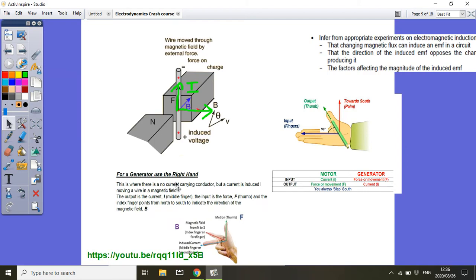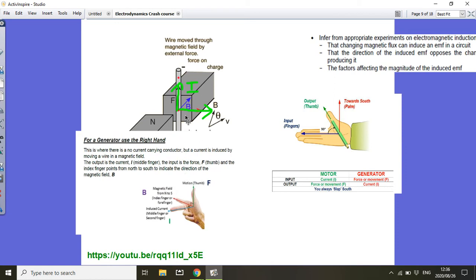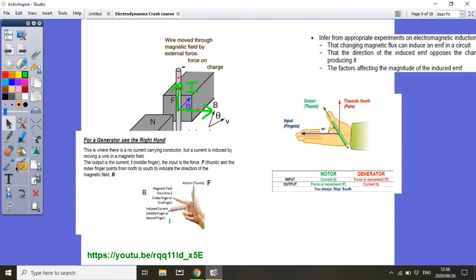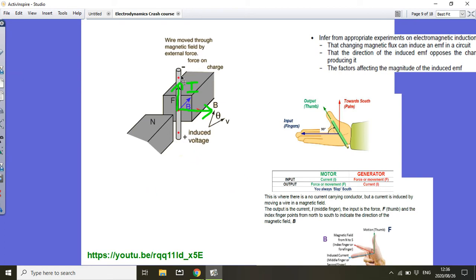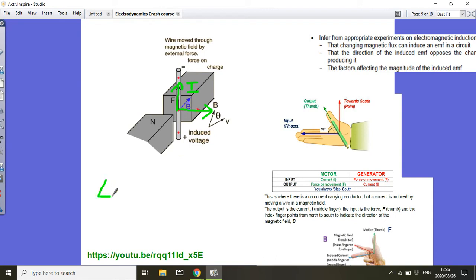I'm not going to spend too much time on it because you've practiced it before. So you could have used this or this, and you will see that you'll get the directions as I've shown it there. Now, just quickly saying it again, what's important here is that when I'm moving the wire, there has to be a change in the magnetic flux. If there is a change in magnetic flux, there will be an EMF induced. The EMF induced will cause a current to flow.